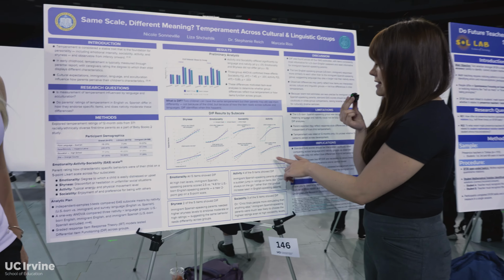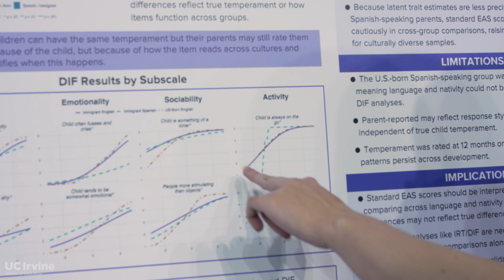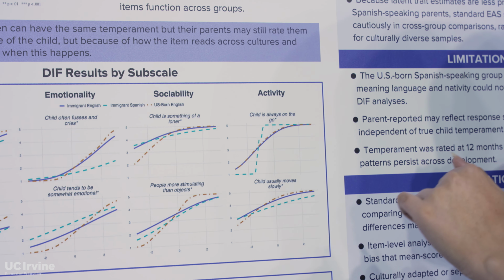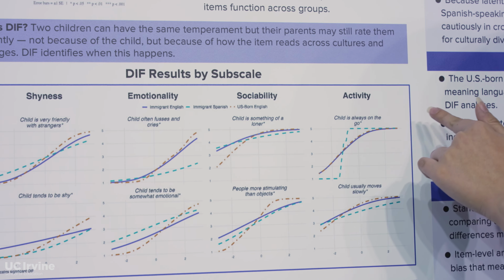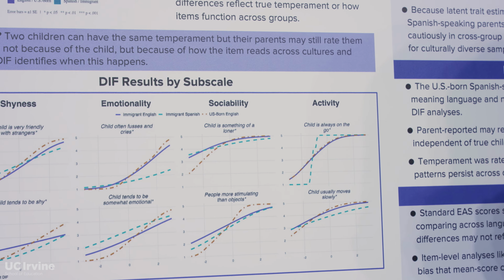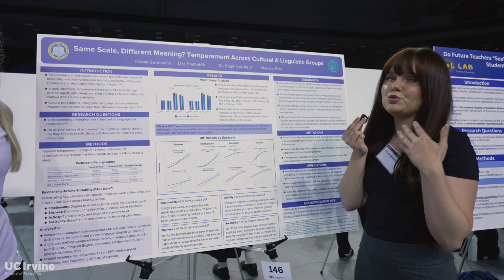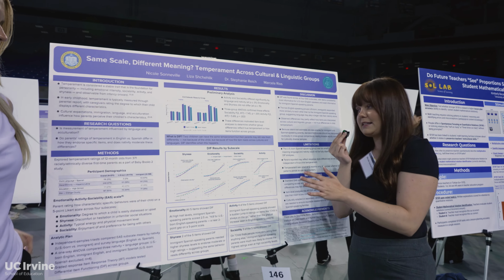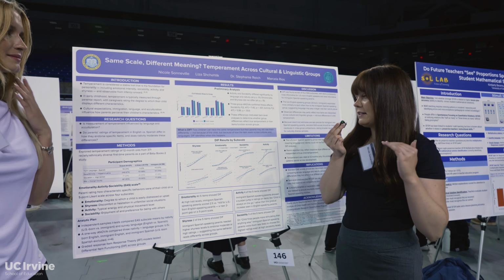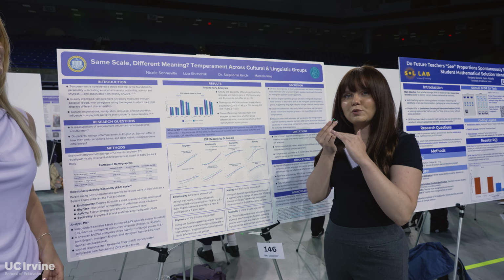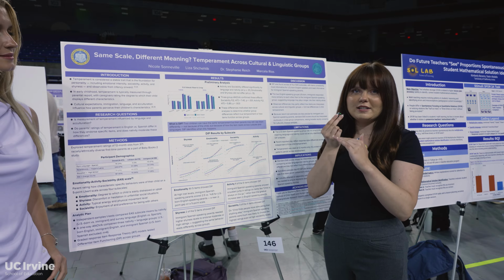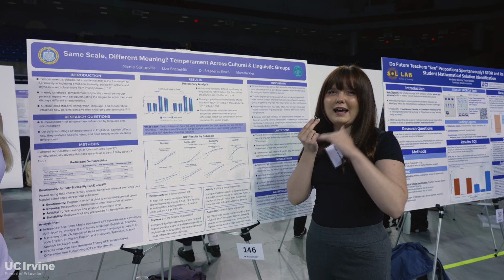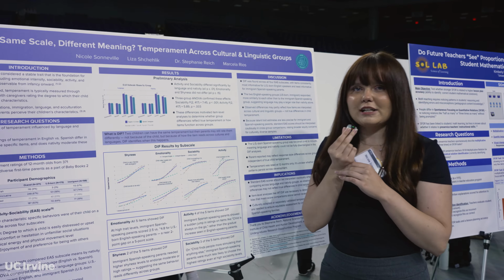And lastly, looking at activity, as we see, our 2 English groups have a gradual increase on "child is always on the go," but the immigrant Spanish has a sudden jump, which suggests that those parents need very high peaks of energy to rate their child high in activity. And also an overall trend we see here is that the immigrant English-speaking curve is in between the US-born English and the immigrant Spanish-speaking curve, suggesting that both language and nativity play an additive role in differential item functioning.